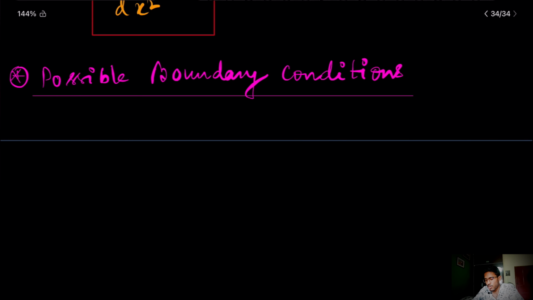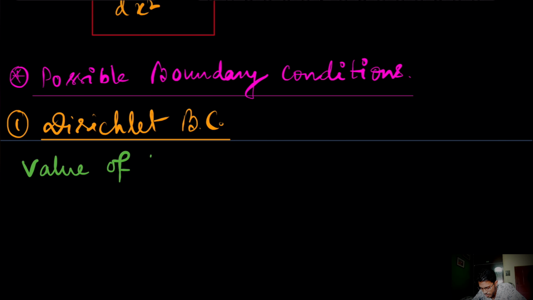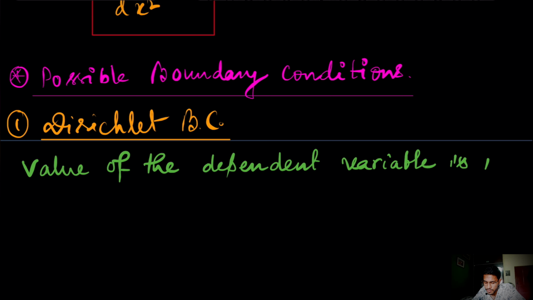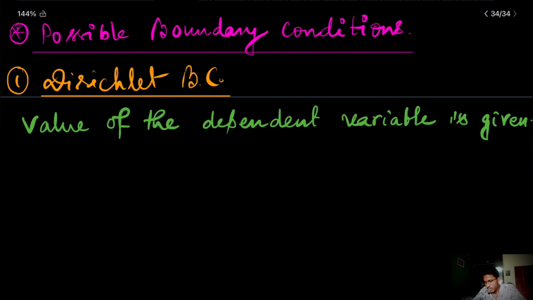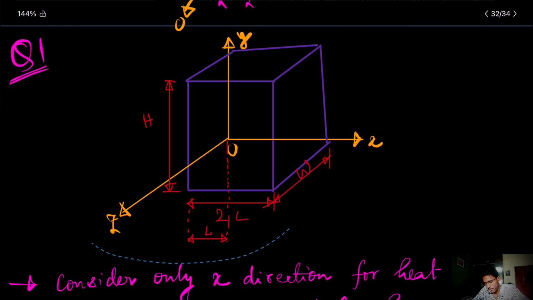The first one is called the Dirichlet boundary condition, and it says that the value of the dependent variable is given. The value of the dependent variable is given, that is the Dirichlet boundary condition. If we go back to that problem, let me just copy this diagram, I will explain it again.